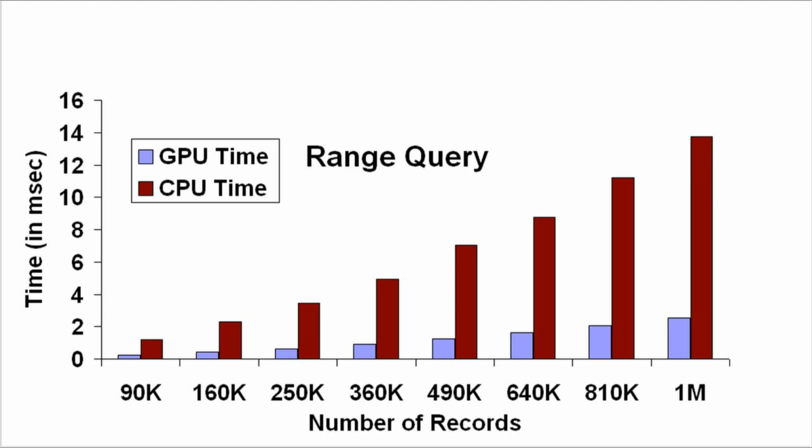Here we have a graph of a range query comparison between a CPU and a GPU. A range query retrieves all records where some value is between an upper and lower bound. As we can see, as the number of records increases, so does the time of the GPU and CPU, but we can also see that the GPU time is much lower than that of the CPU time. If we consider only the computation time, the GPU is nearly 40 times faster than the CPU.